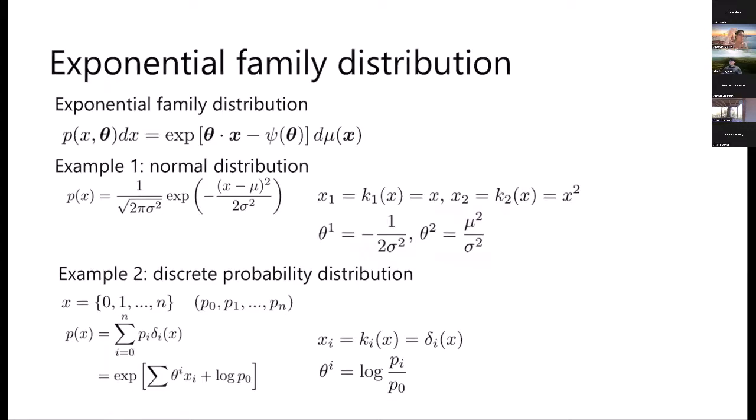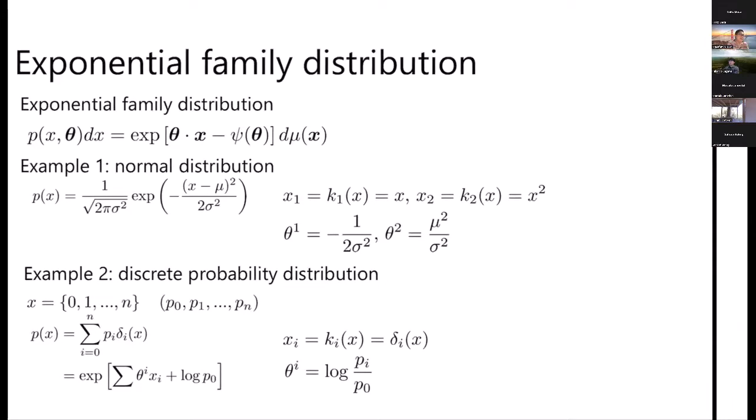I mean, any discrete probability distribution is an exponential family probability distribution. Like we have n discrete states, and we have a probability for each state. The distribution is expressed like this, and we use some delta function. And we can rewrite this in the exponential family distribution form. Here the parameters are, for example, expressed like this. So these are very important examples of exponential family distributions.